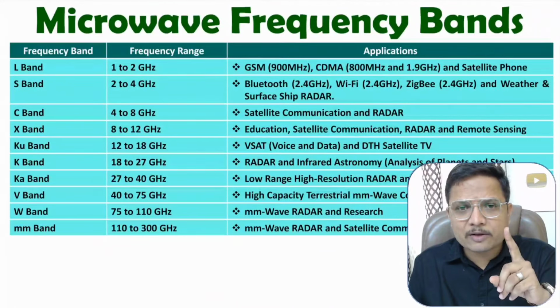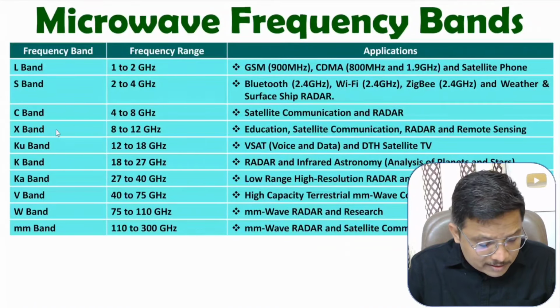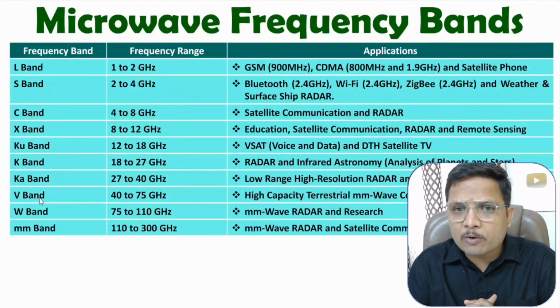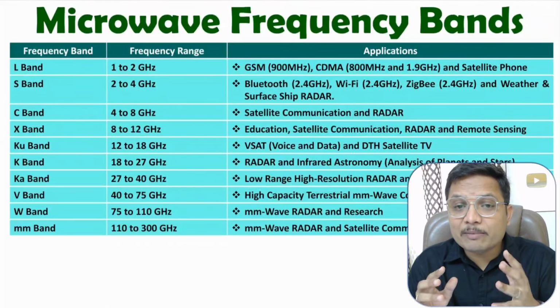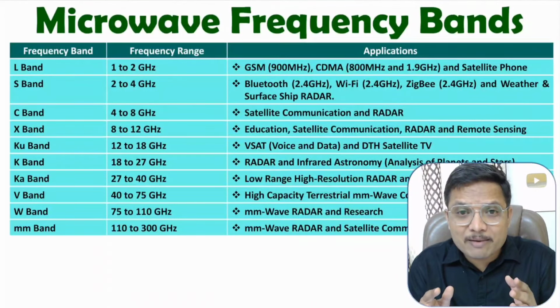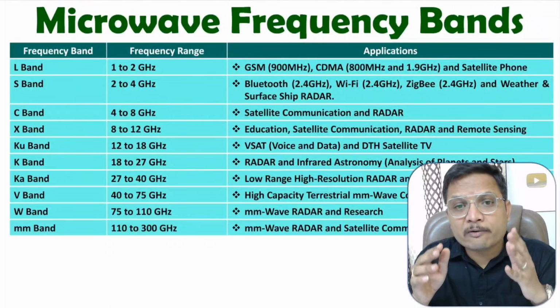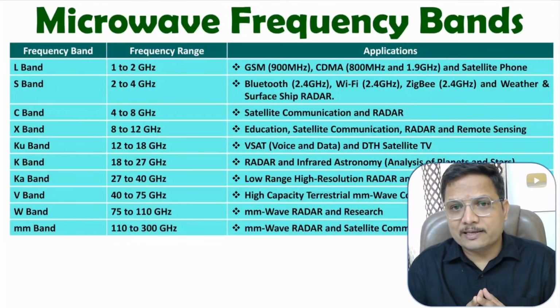Here one thing that you need to note down, see how frequency ranges are there with these different bands, that one should know. The reason is when we talk about the language of communication engineers, at that time we communicate in terms of L band, C band, X band. At that time one should know what is the frequency range which is associated with those bands, right? So that's why this video is quite essential for you.